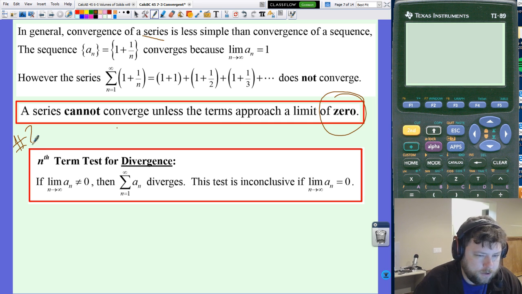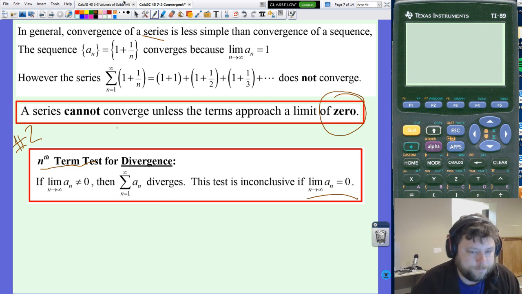This is test number 2, the nth term test. If the limit of the formula is not equal to 0, then that sum diverges. However, the test is inconclusive if the limit approaches 0. So I can tell if a series diverges, because if the limit doesn't approach 0, it will diverge. However, it can't tell if it actually converges. I can only tell if it definitely diverges. I'd have to use other tests later.